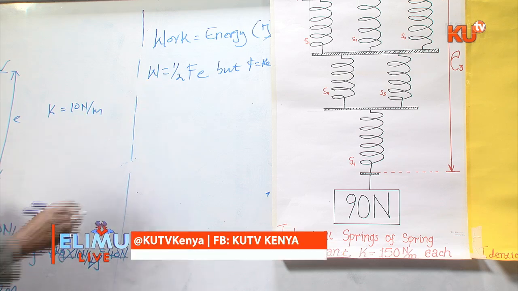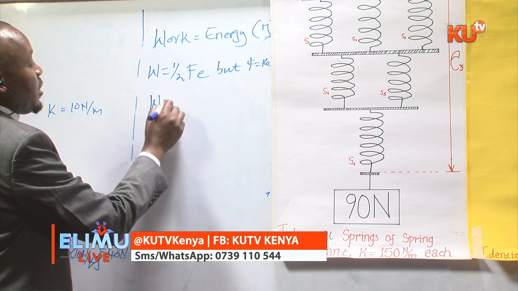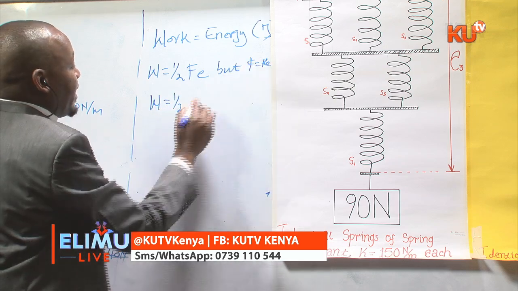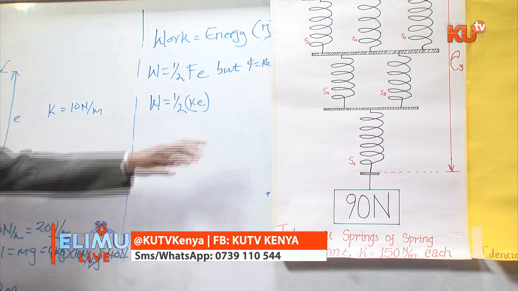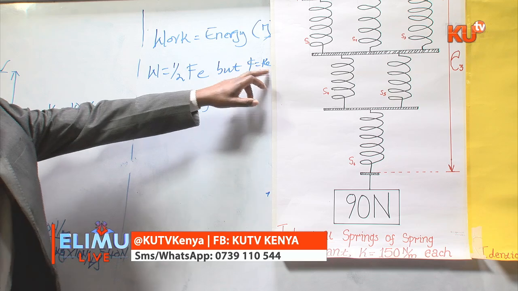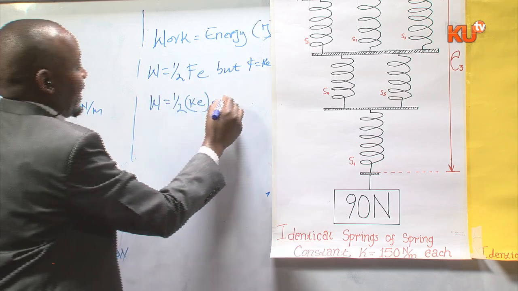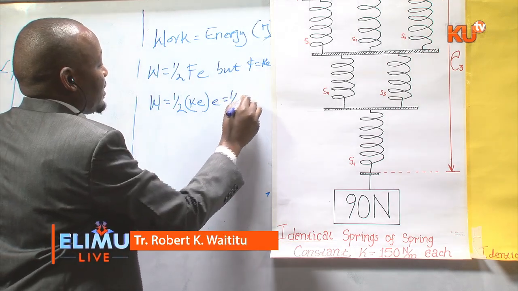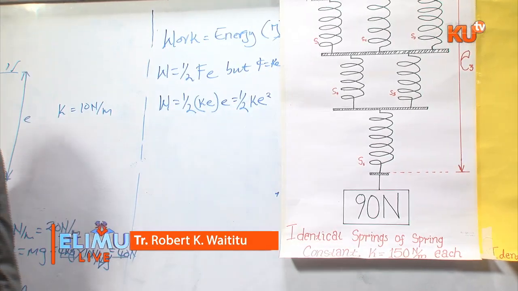Hoping you're following. So in substituting F, work will be equal to a half, bring in the value for F, which is the product of K and E, and then we multiply by extension. Generally, the formula will become a half KE, E times E is E squared.